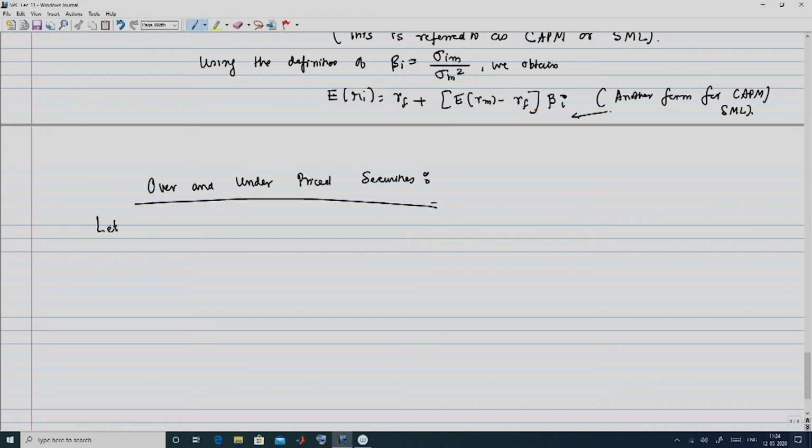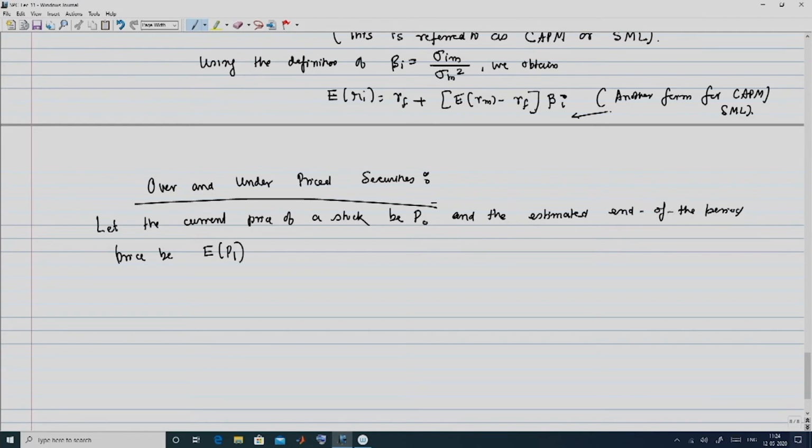So, accordingly, let us look at a simple example. Let the current price of a stock be denoted by P0, and remember that CAPM is in a single period framework. So, accordingly, the estimated or expected end of the period price be given by E of P1. Remember, P1 is a random variable, so you have to take the expectation. This is the expected price, which you call the estimate.